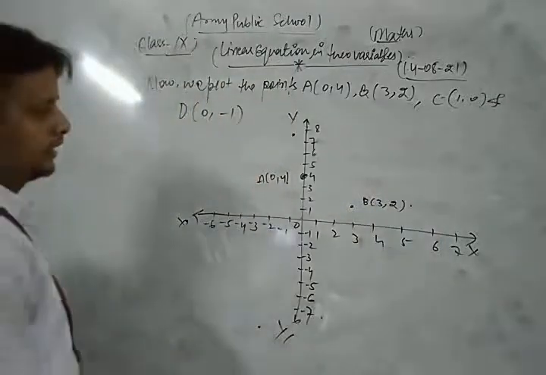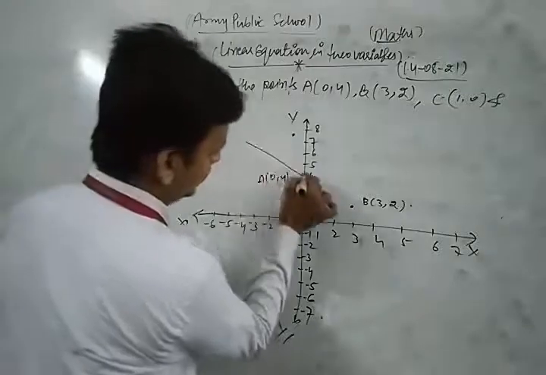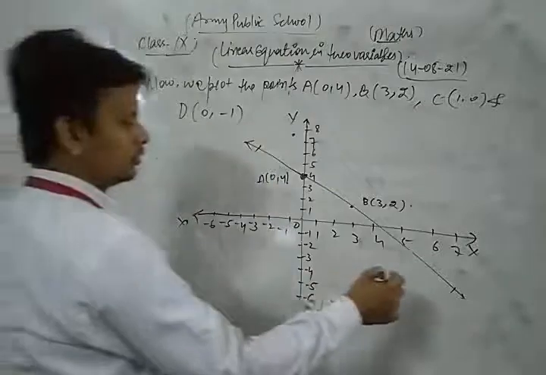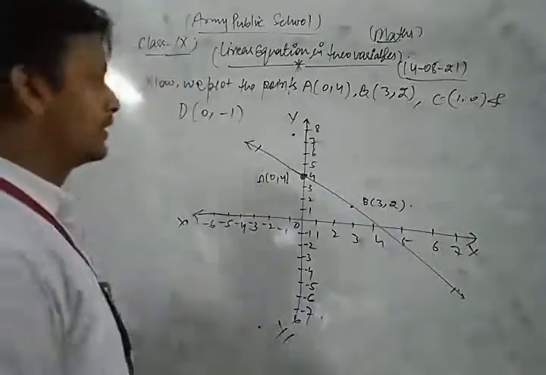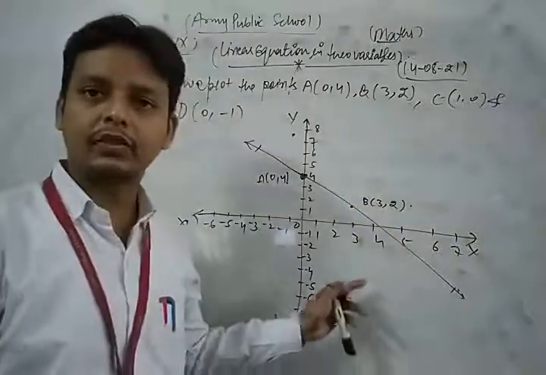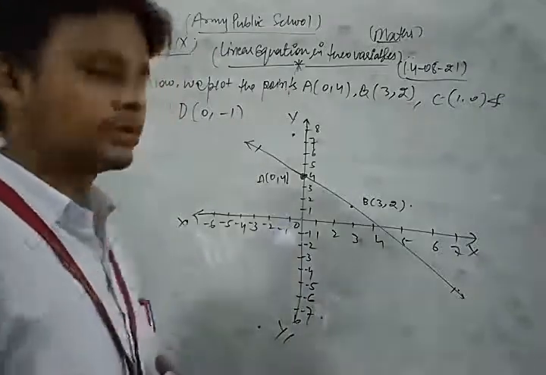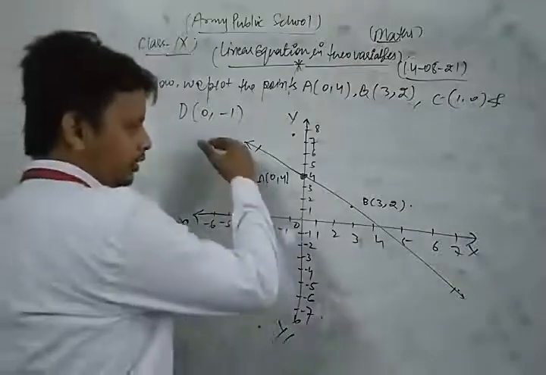Now we join these points with the help of a line. This is the graph of the first line. You know that the graph of a linear equation in two variables always represents a straight line. So this is the graph of the first line.